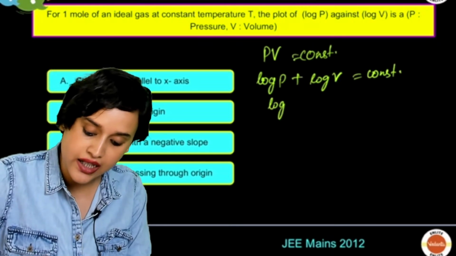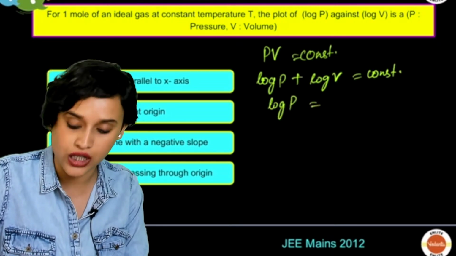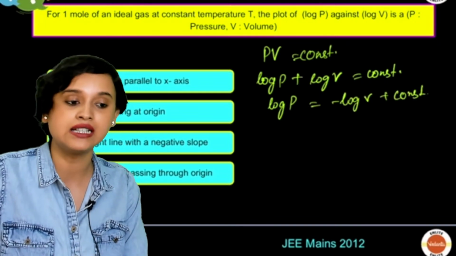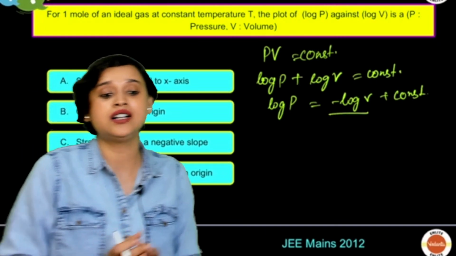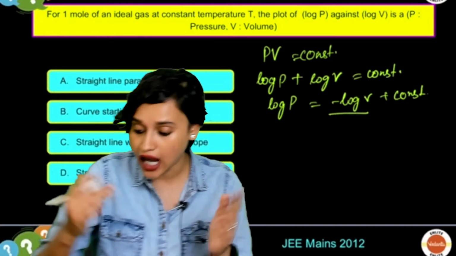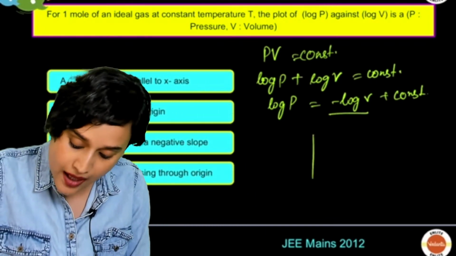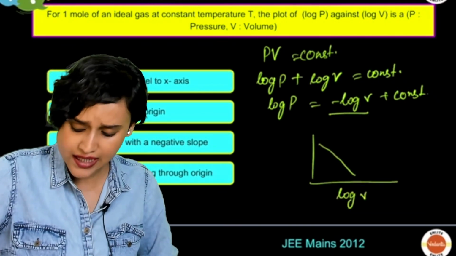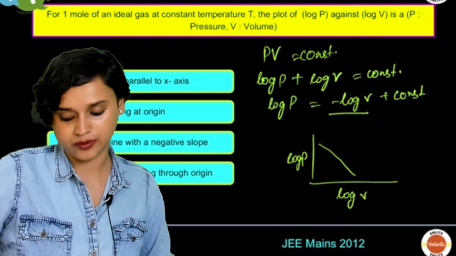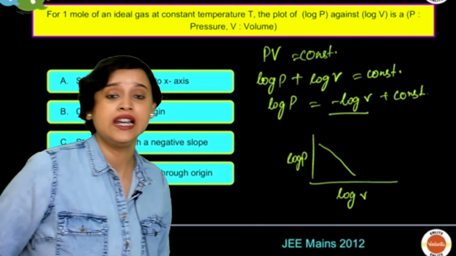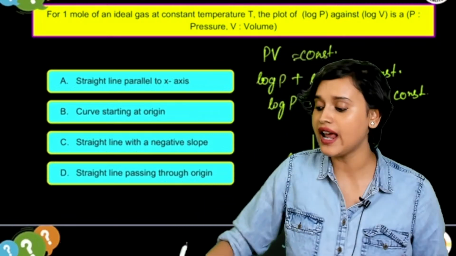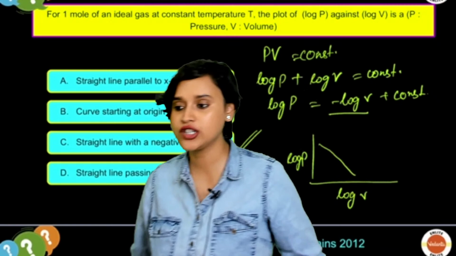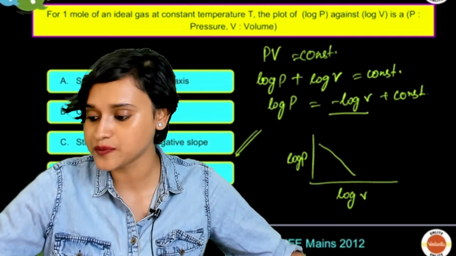So that means I can write it as log P is equal to minus log V plus constant. The moment I see minus here, what will I be getting? I will be getting a graph that somewhat looks like this. That means it is a straight line with a negative slope. So option C is the correct answer. Gotcha, everybody?